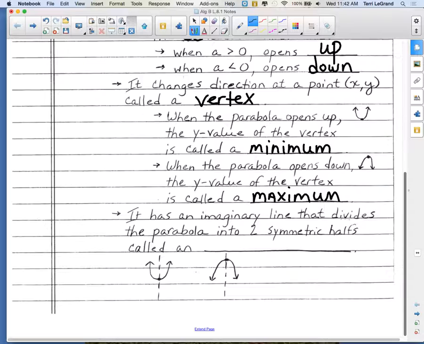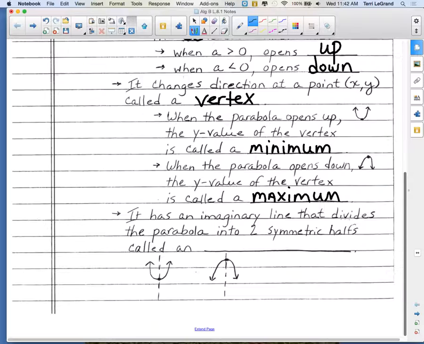Now, it should make sense if you really put a visual together. When the parabola is opening up, can it have a maximum? What do you think? Will you ever be able to find the highest y value? No. Why not? Because it goes on forever. You'll never get there. So it can only have a what? Minimum.